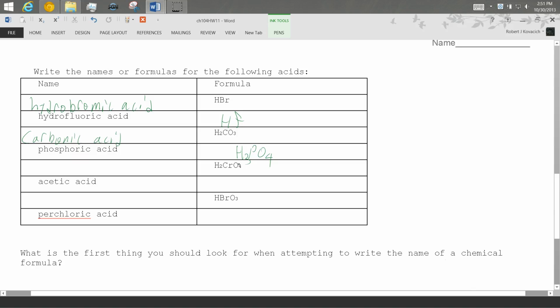How about the next one? Is there a hydro with this one? Nope, because there's an oxygen there. So what's the polyatomic ion CrO4? Chromate. So then this is chromic acid.